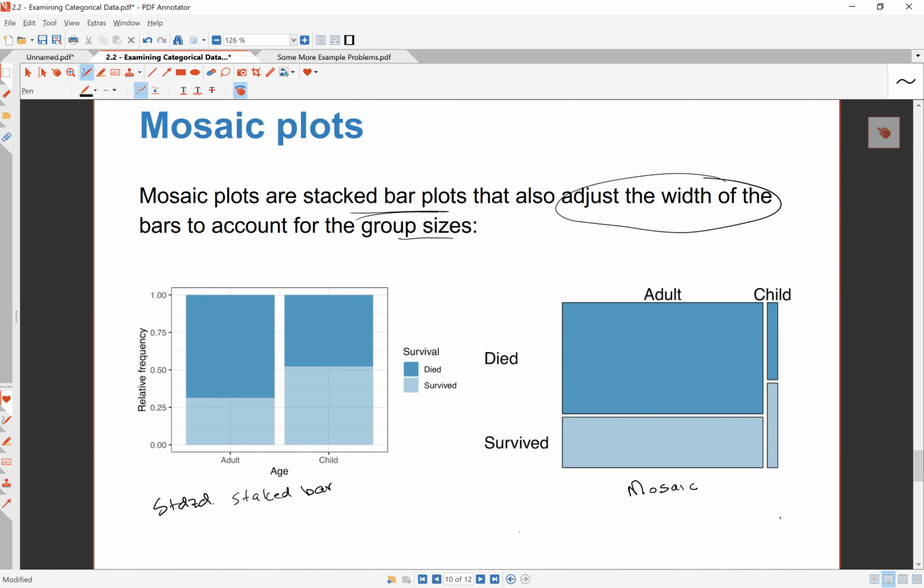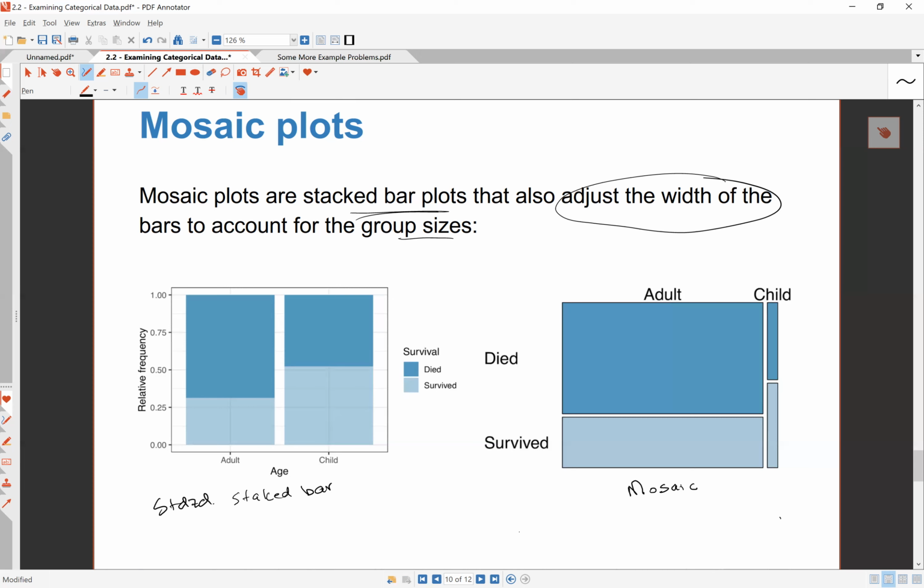So the standardized stacked bar plot on the left, it does tell us, if we look at adults, just over 25% survived, which means close to 75% died. And if we look at children, it's more of a 50-50 split. So we can see survival proportions in the adult group and in the child group. But it doesn't tell us whether there were more adults or children on the Titanic.